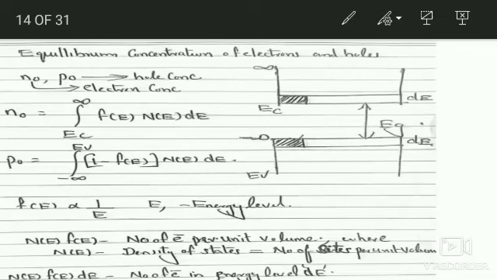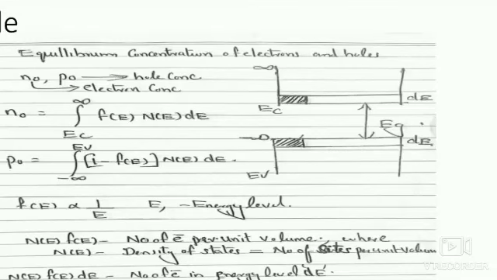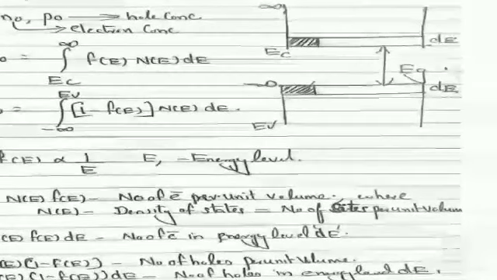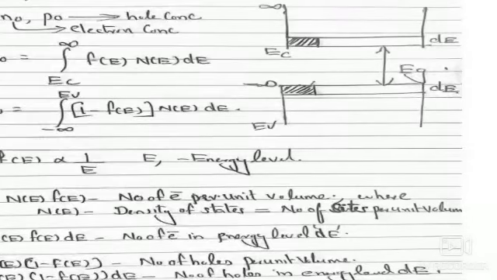In the energy band diagram, I want to take an energy range called dE, which is already listed in the figure. In the dE, I am taking a unit volume, that is 1 centimeter cube volume, given as a shaded portion in the conduction band diagram. In this unit volume, the number of states is called the density of states, N of E, which is the number of states per unit volume.